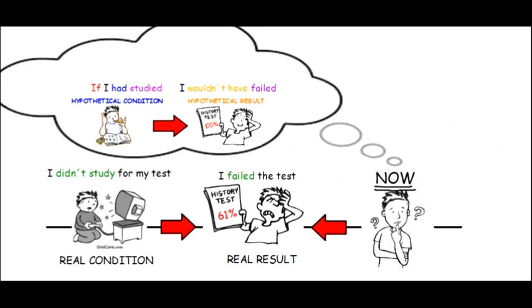Now, this is what we call the third conditional. It's imagining a different result for the past. Okay? Now, the hypothetical result. Let's look at this real quick. Let's look at our verbs. What kind of grammar is that? Does anyone recognize it? Right, it's the past perfect.